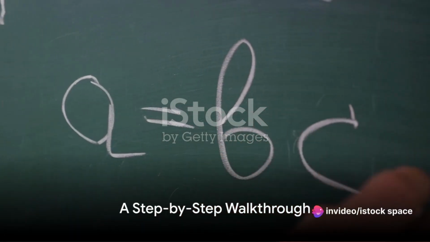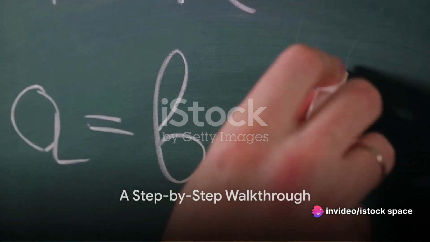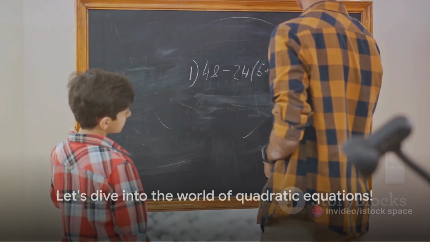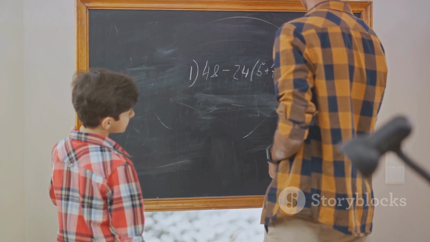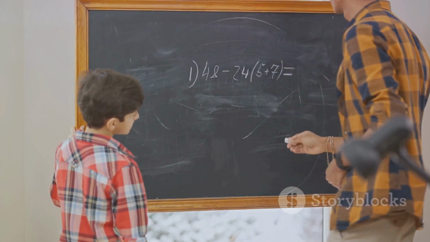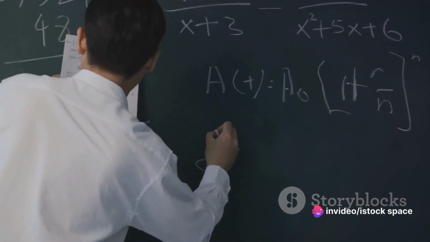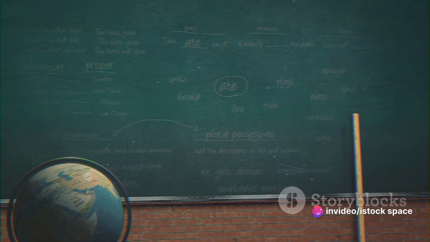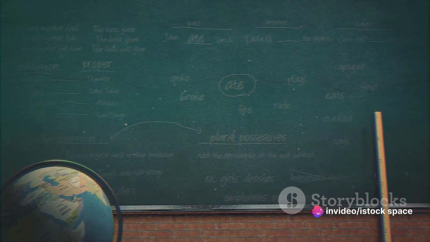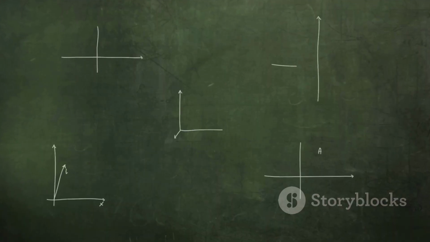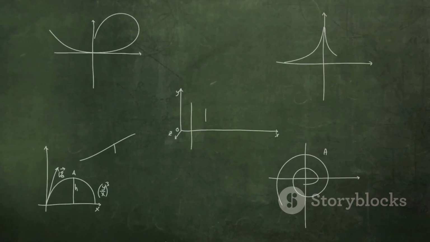Now that we know what the quadratic formula is, how do we use it? Well, let's dive right into it, shall we? Picture this, we have a quadratic equation. Say something like x squared plus 5x plus 6 equals 0. The quadratic formula is our secret weapon to tackle this equation. The formula, as you might remember, is x equals negative b plus or minus the square root of b squared minus 4ac, all divided by 2a.